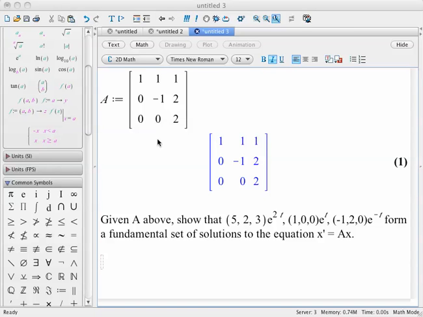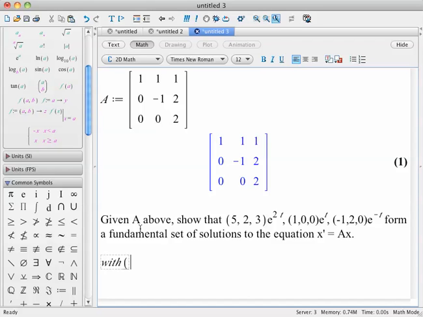Hey differential equation students. What I'm going to be doing in this video is taking a matrix like this. We're going to be looking at this system of differential equations, and we want to show that these vectors form a fundamental set of solutions. To start off with, what I want to do is actually make sure that they're solutions. I've already said what A is, so that's good.